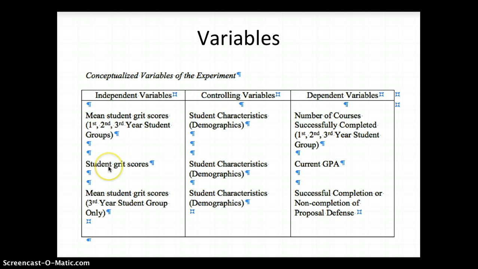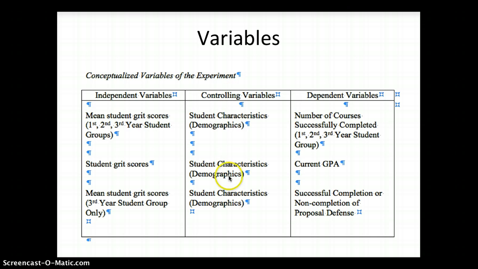Here's another one. Student grit scores in general might influence a student's GPA or grade point average. Over here, one more. The mean or average student grit scores of third year students only might influence successful completion or non-completion of a proposal defense. So these independent variables are influencing or might influence, because I'm making hypotheses about whether or not they might influence one another. So independent influences dependent.